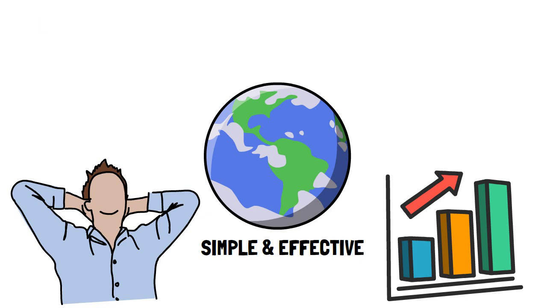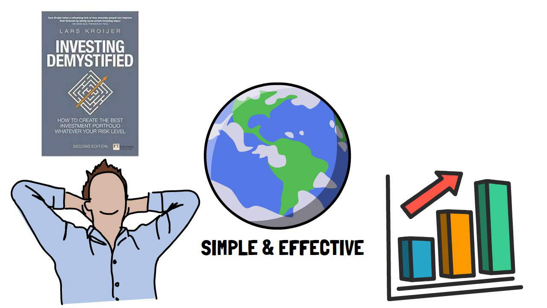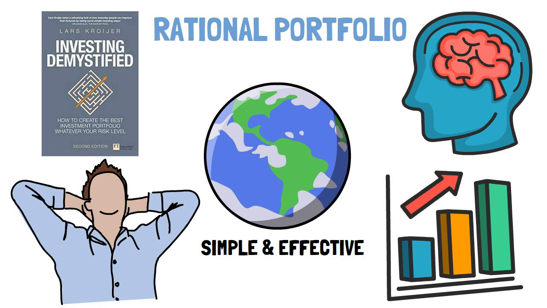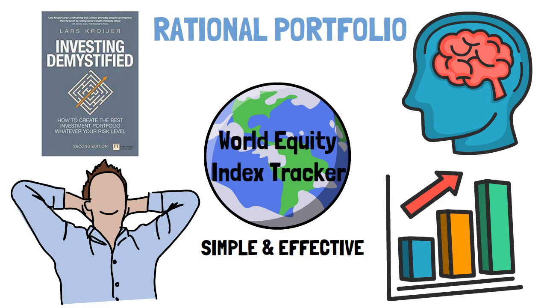The popular book on UK passive investing by Lars Kroijer called Investing Demystified explains that markets are efficient and that most people cannot outperform the market, or pick a fund manager to outperform the market for them, after fees and expenses. Therefore, they would be better off by becoming a rational investor and adopting a rational portfolio. The rational portfolio consists of two asset classes: an extremely low risk asset like cash or government bonds, and a low cost World Equity Market Index Tracker.